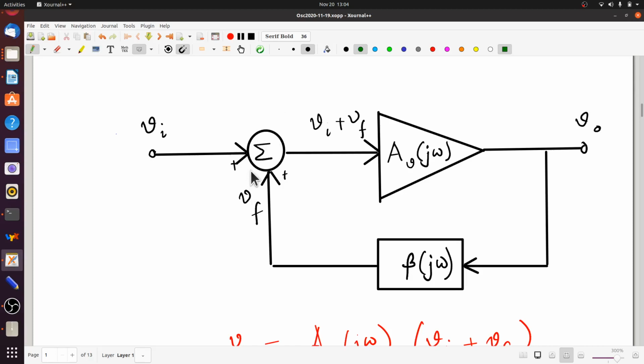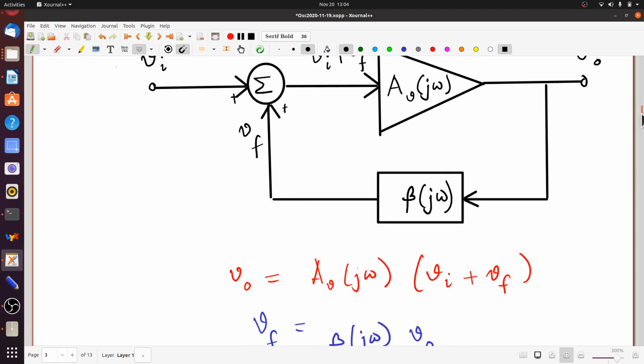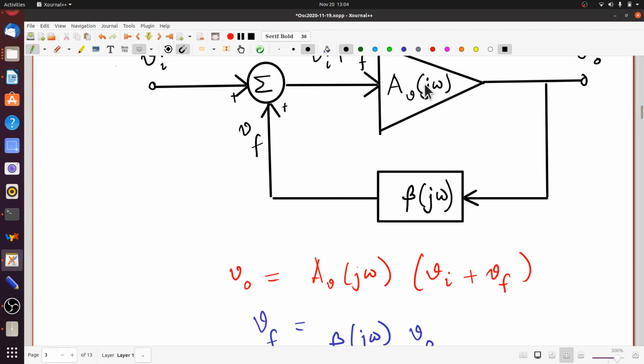The one difference from negative feedback is that Vf and Vi add together and do not subtract from each other. So in a negative feedback scenario, you would have had Vi minus Vf. Here you have Vi plus Vf as a summed input to the amplifier. So what do you have as a result? The output voltage is going to be simply this gain AV, which is a function of j omega, times the input Vi plus Vf.